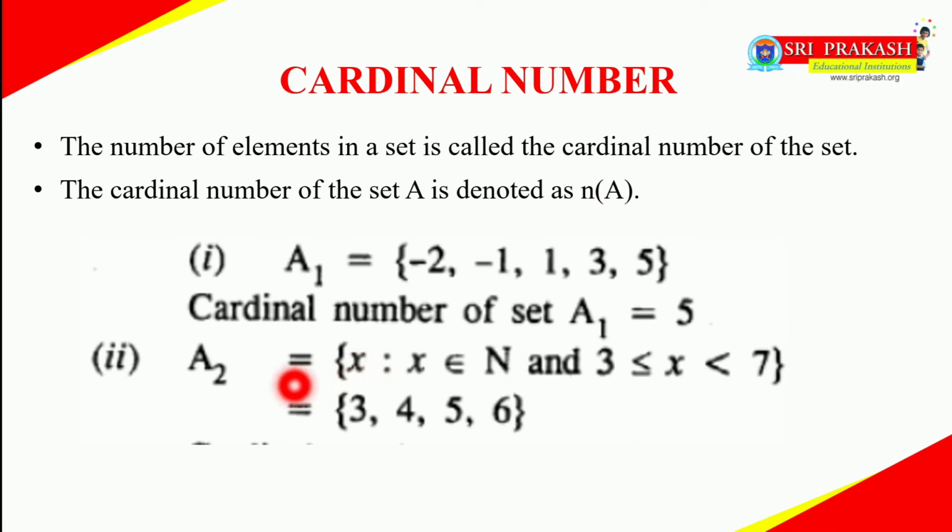Here the second example is given. A = {x such that x belongs to N, and 3 ≤ x < 7}. That means what are the elements that are in set A? They are 3, 4, 5, 6. That means the cardinal number of this set is 4.